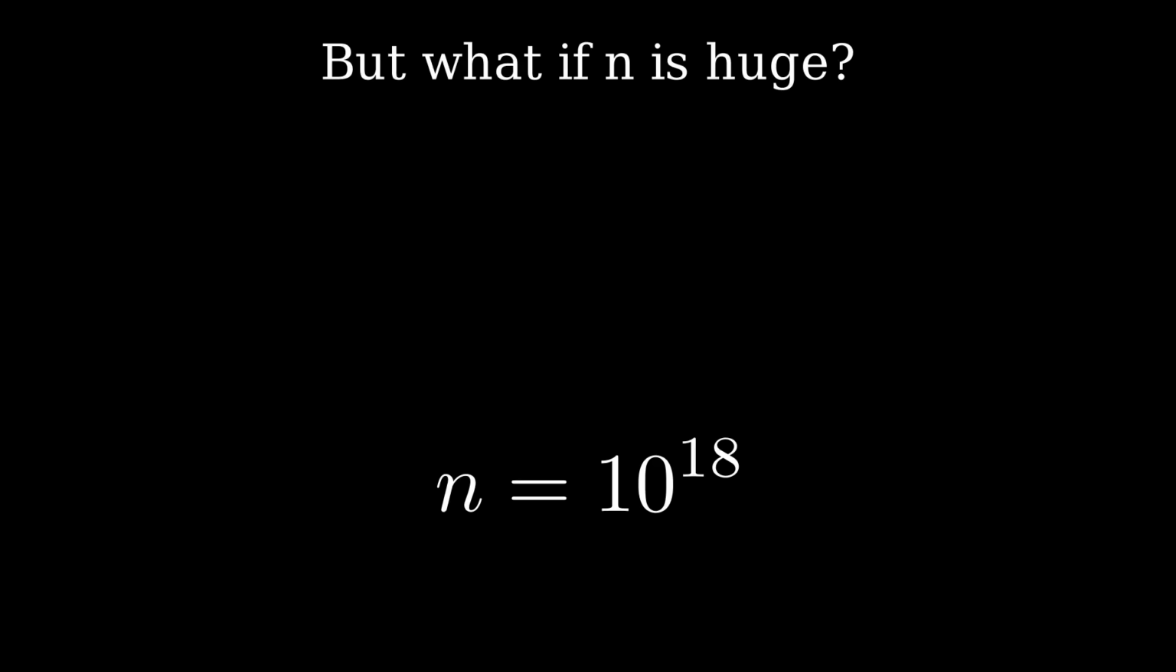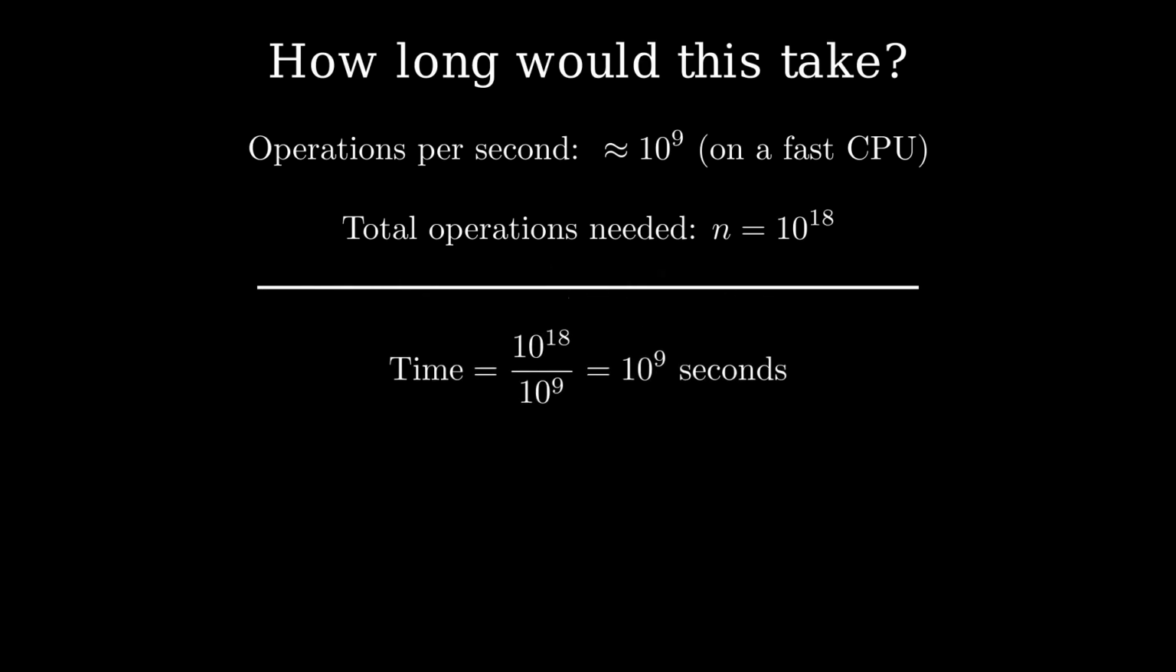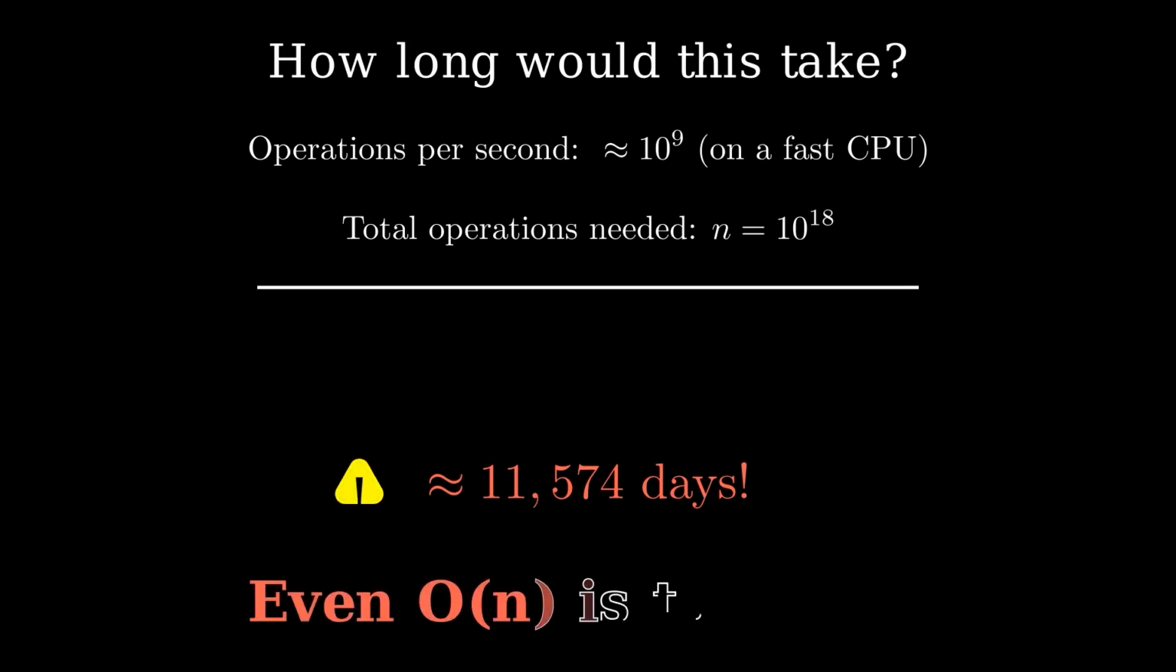But what if n was really huge, like as big as a quintillion or 10 to the power of 18? Then our dynamic programming table would need to be huge as well because it's proportional to n. So let's see how long would this method actually take. Modern computers do 1 billion operations in 1 second, and we'd need a quintillion operations, which is around 11,000 days. That's a lot of time.